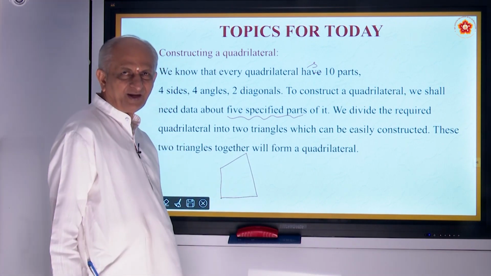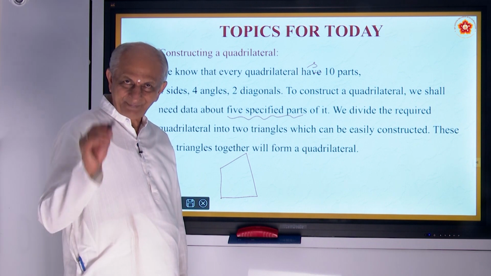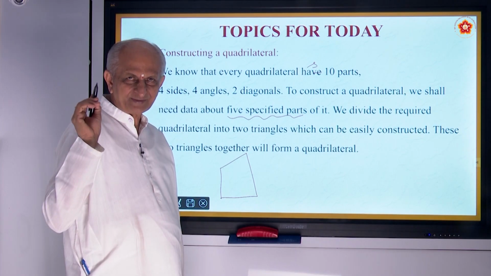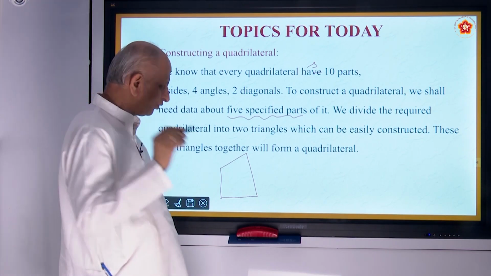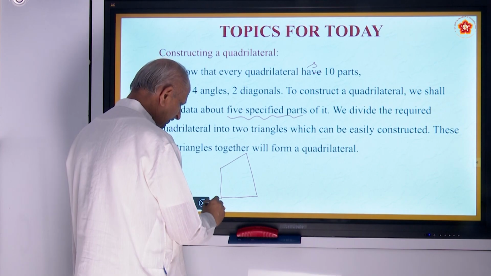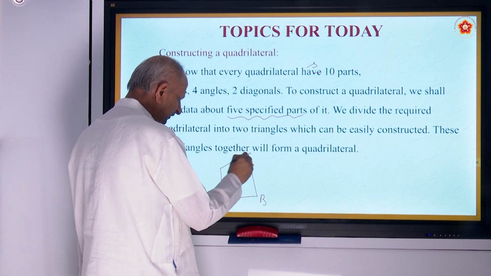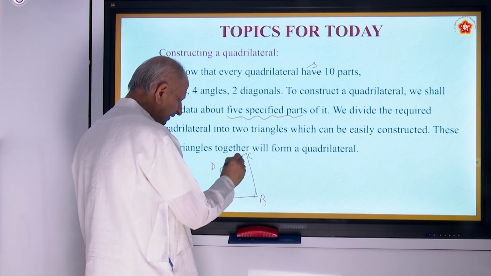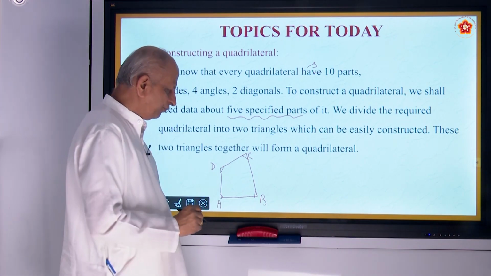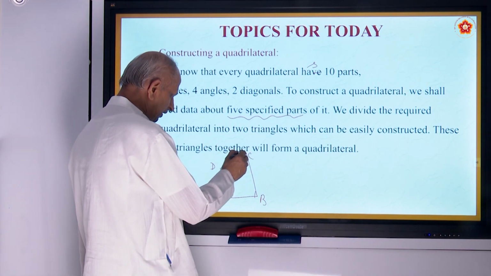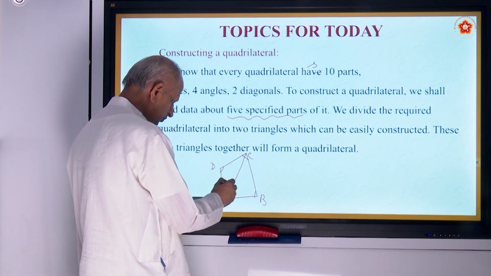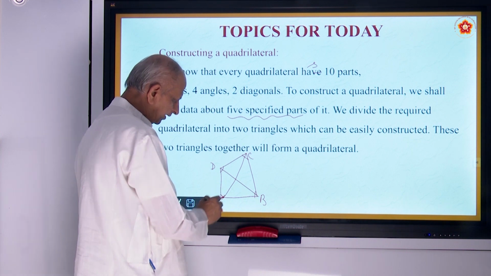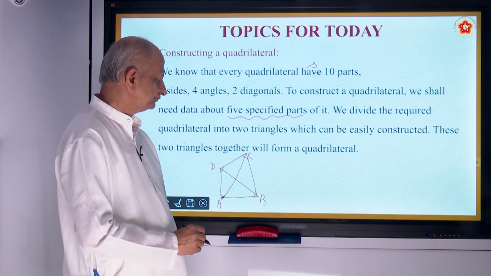By the way, what do you mean by quadrilateral? It is a plane figure having 4 sides, 4 angles, and 4 vertices. These points are called vertices: A, B, C, D. And angle A, angle B, angle C, angle D are called the 4 angles. And also you have 2 diagonals. I am drawing a rough figure here. These are called diagonals.